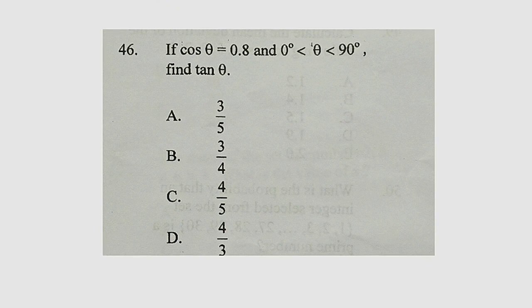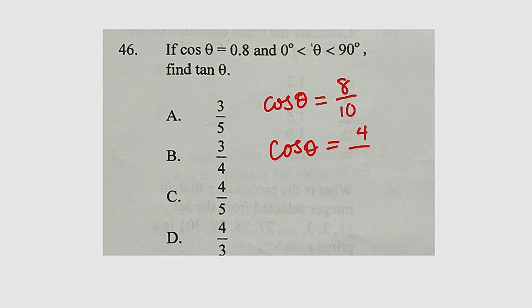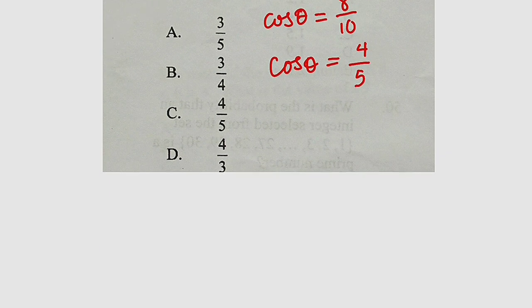Question number 46 reads, if cosine theta is equal to 0.8, where theta is between 0 and 90 degrees, we're asked to find tangent of theta. Okay, let me show you how you can work it out. Cosine theta is equal to 0.8, but 0.8 is the same thing as 8 divided by 10. And we can still write it in the lowest terms because 2 can divide 8 four times and it can divide 10 five times. So let us draw a right angle triangle.